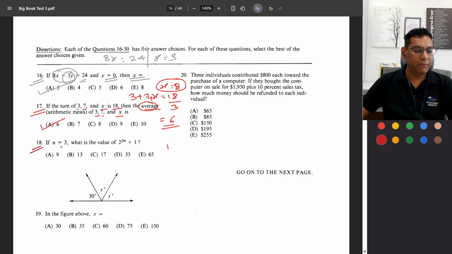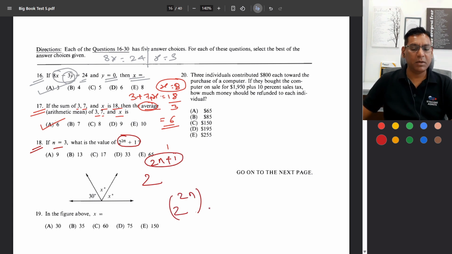Question 18. If n is equal to 3, then what is the value of 2 raised to 2n, plus 1? Look at where this plus 1 is. It's not 2 raised to 2n plus 1. It's 2 raised to 2n, and whatever number comes, add 1 to that. Okay, so be careful. So it's this expression. So 2 raised to 2n, if n is equal to 3, is going to be 2 raised to 6. Take that number plus 1.